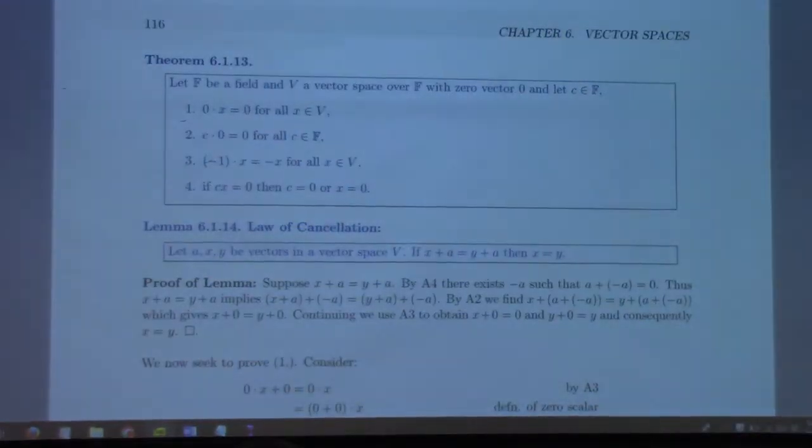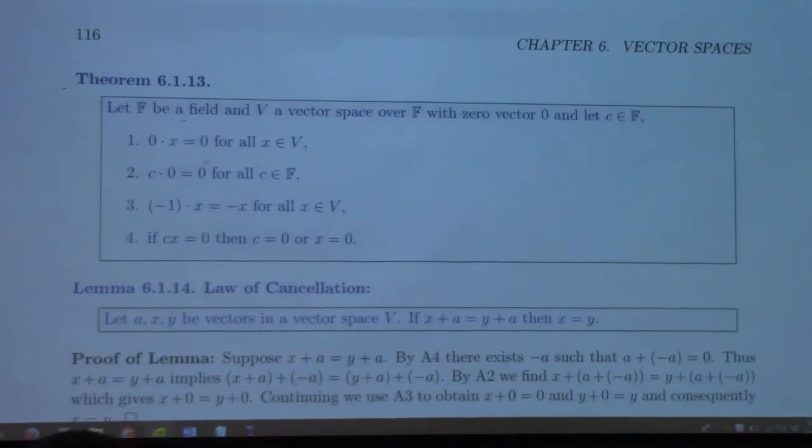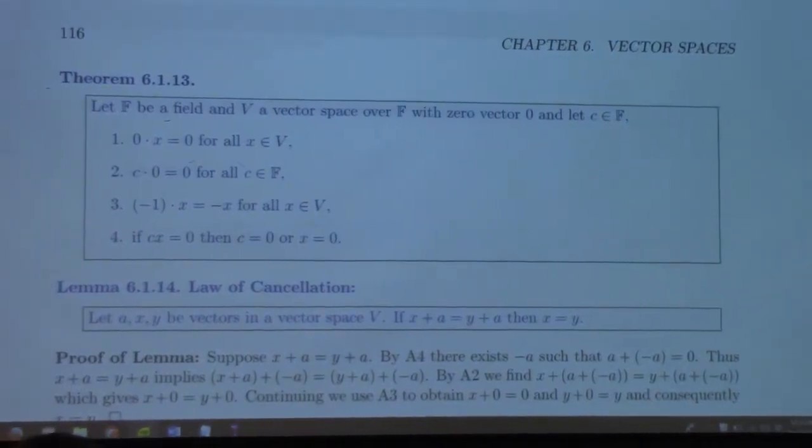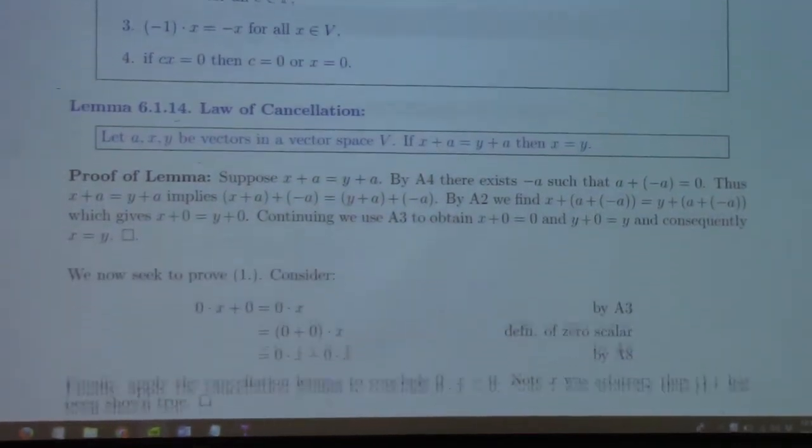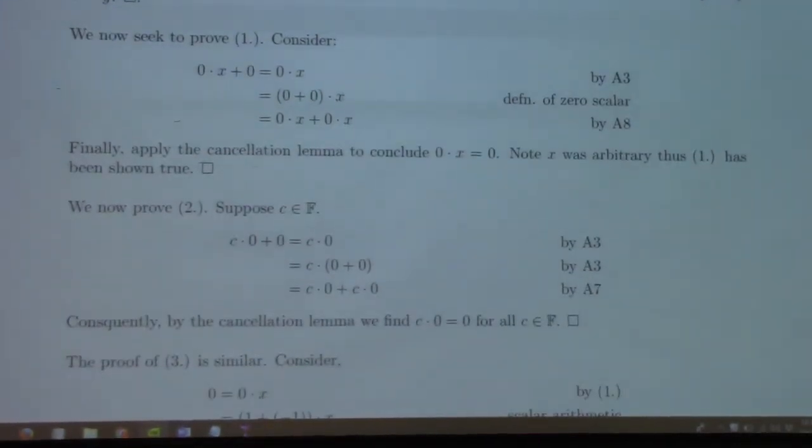Let's see here. I mean, it's picky, right? It's picky. So here was the theorem. The proofs are just hand-to-hand combat with the axioms. It's really different than almost anything else I do in this course. So I'm going to go past this point here.